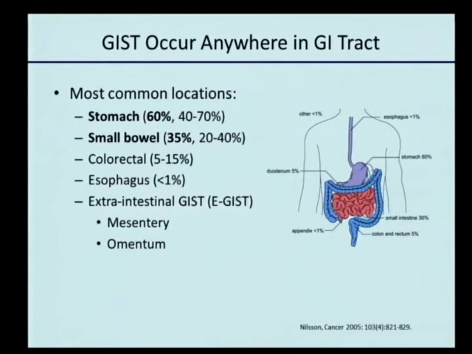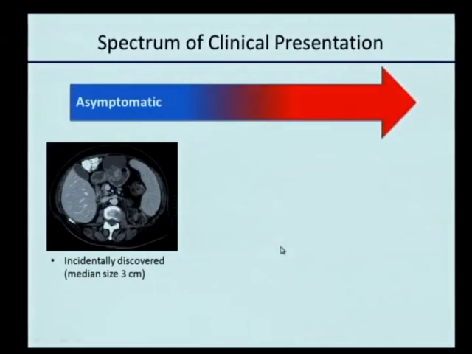As I've mentioned, the interstitial cell of Cajal is the pacemaker cell of the gut, and these are within the entire GI tract, and therefore GIST can occur anywhere within the GI tract. But the most common place we see them is in the stomach, with about 2/3 of cases presenting there, and roughly 1/3 of cases presenting in the small bowel. But they can occur in the colon and rectum. And then there's a special group called extra-intestinal GISTs, or EGIST, that have been reported in the mesentery and omentum of patients.